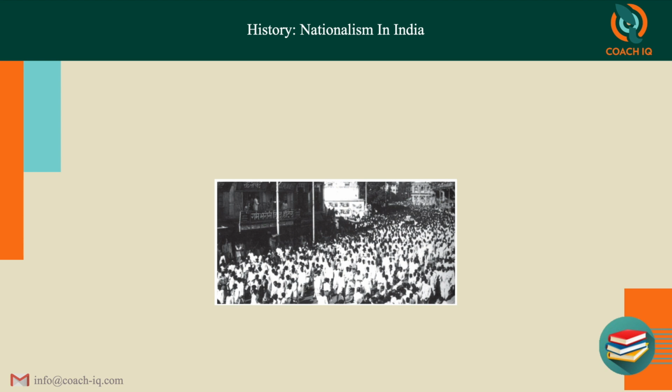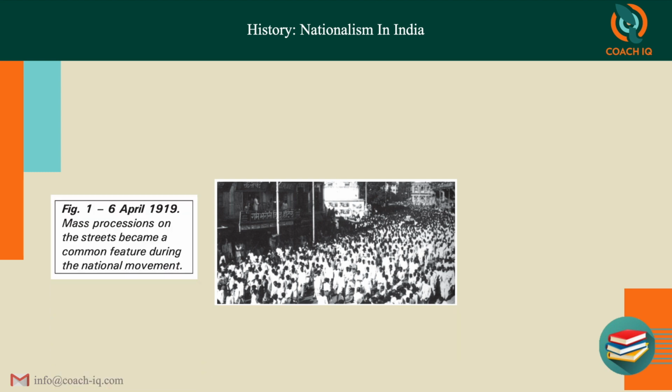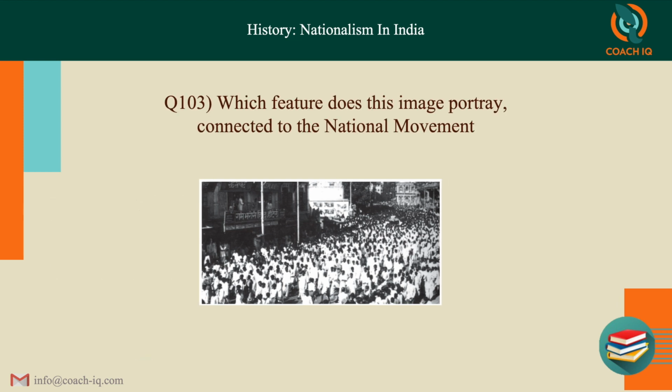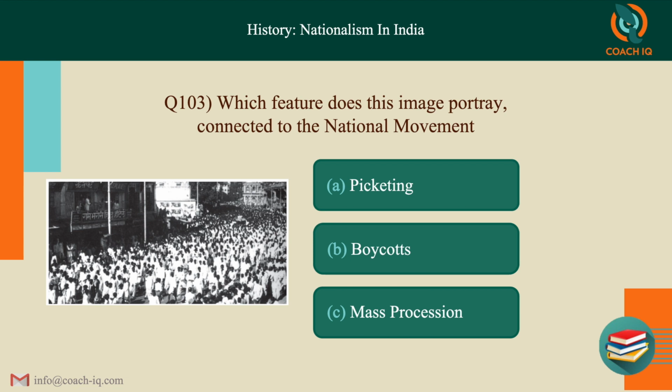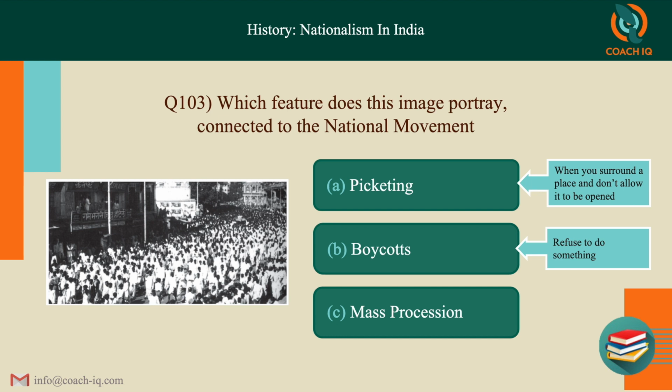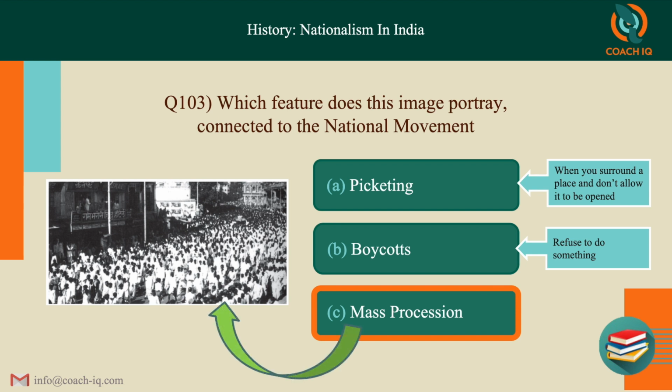Now come to your next MCQ. Here again they are showing you crowds and crowds of people walking on the roads, and the question could be, which feature does this image portray connected to the national movement? Picketing, boycotts or mass procession? Picketing, we know, is when you surround a place and don't allow it to be opened, like surrounding a factory, an office, a shop. So it is not that. Boycott is when you just refuse to do something. So it is not that. The answer is mass procession. You can see the mass of people, crowds of people.